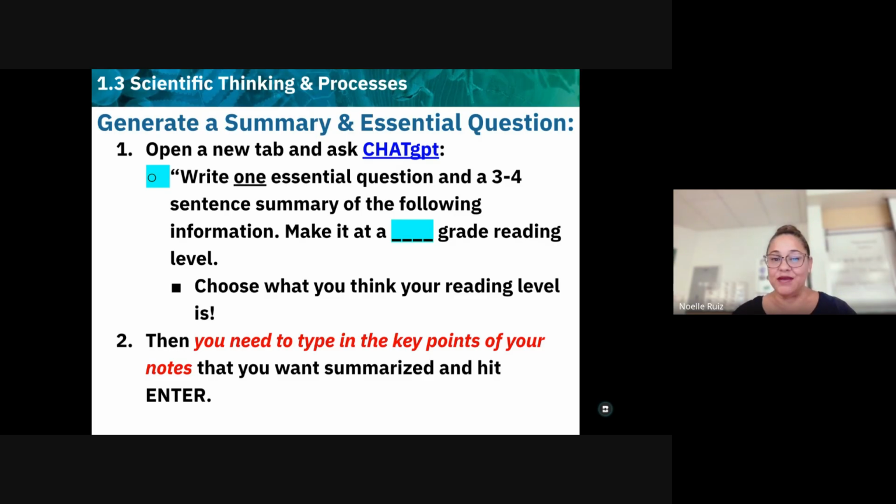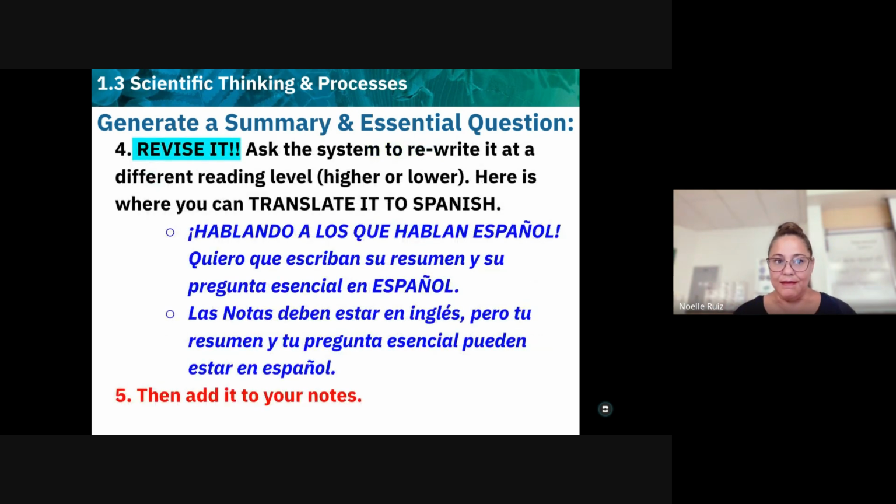Then you have to type in the key points of your notes. So you have to go back to these notes, read through, be able to pick out a few key points in these notes, type it into ChatGPT with this prompt, and then you hit enter. And then it'll format an essential question and a summary for you. Read it. Make sure you understand it. If not, revise it. Ask the system to rewrite it at a different reading level, either a higher or lower reading level. You can also translate it to Spanish. If Spanish is your first language and you want to do your summary in Spanish, that's okay.